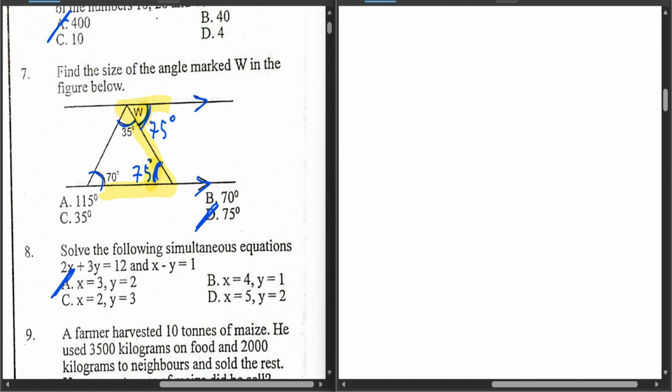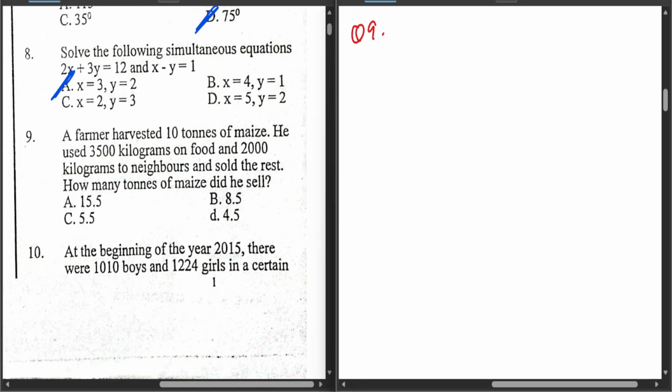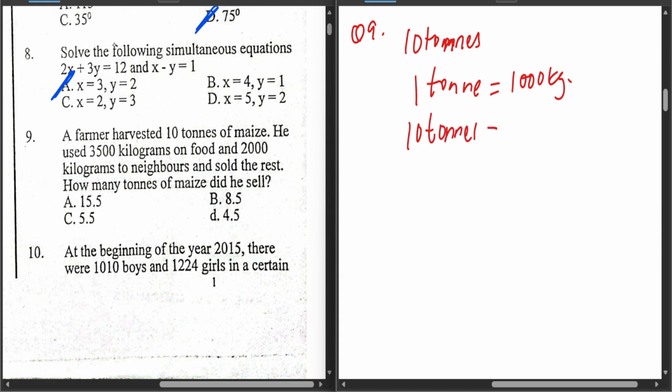So let's try question 9. Now, question 9: a farmer harvested 10 tons of maize. He used 3,500 kilograms on food and 2,000 kilograms to neighbors and sold the rest. So 10 tons. Let's convert the 10 tons to kgs. We know that 1 ton is equal to 1,000 kilograms. So 10 tons is going to be 10 multiplied by 1,000 kg to give you 10,000 kgs. So he harvested that.